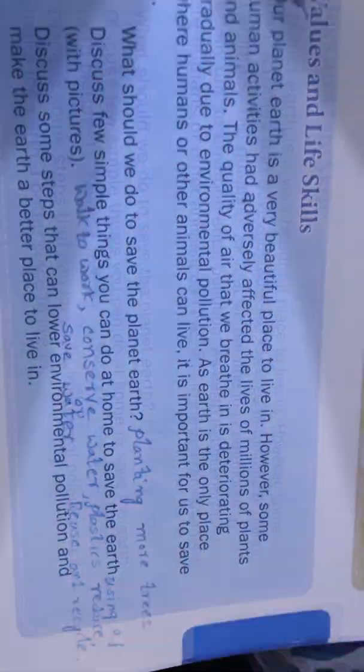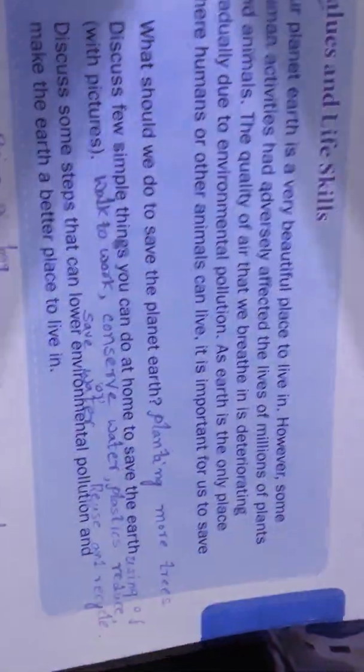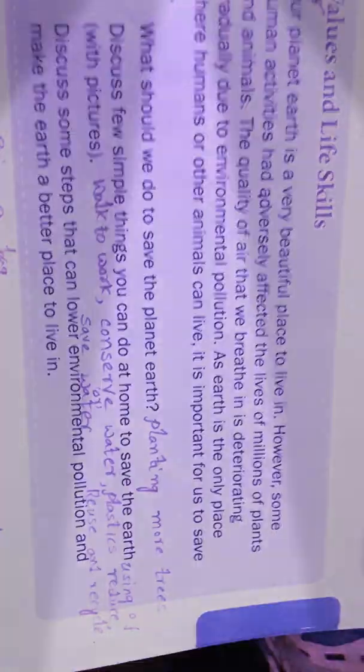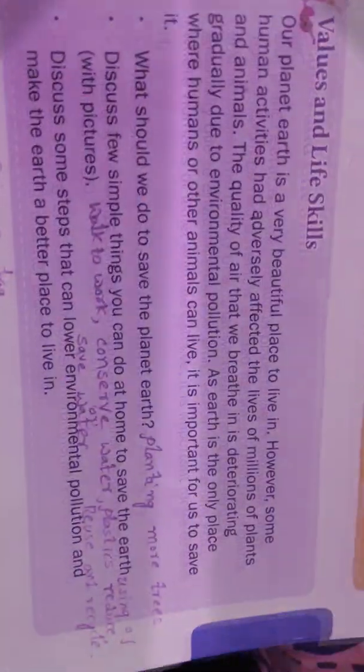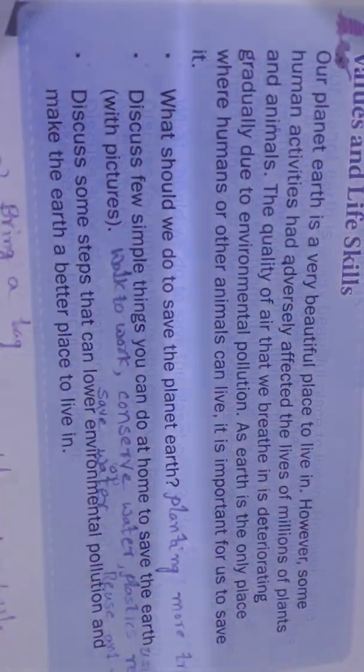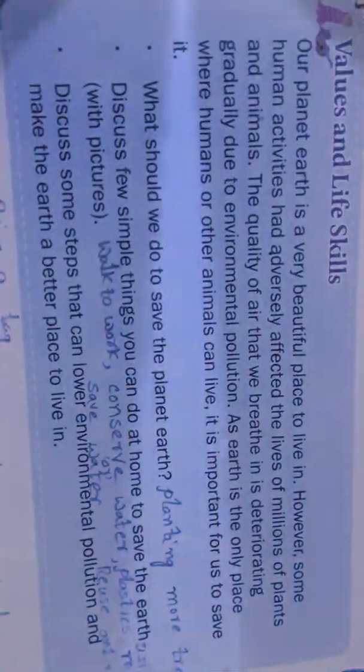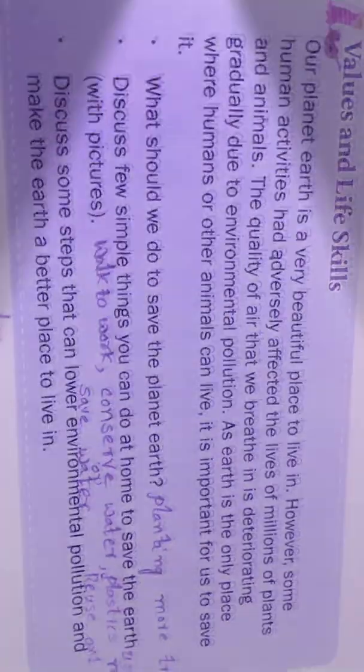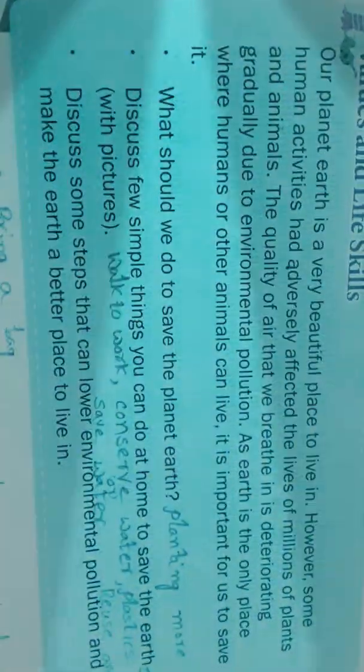And third one, plastic things. Nowadays we are using so many plastic things. So you can reduce the use of plastic, and reuse and recycle. In these 3 ways you can save the earth at home. And coming to the third one, discuss some steps that can lower environmental pollution and make the earth a better place to live in.